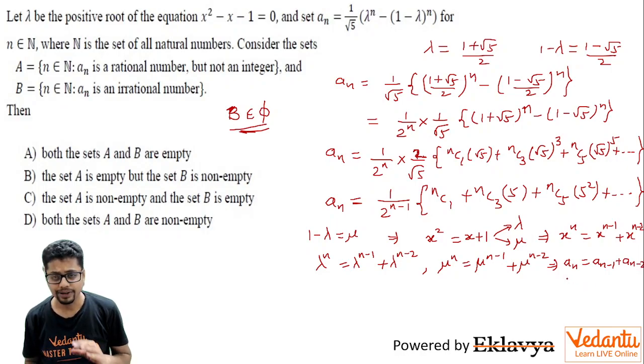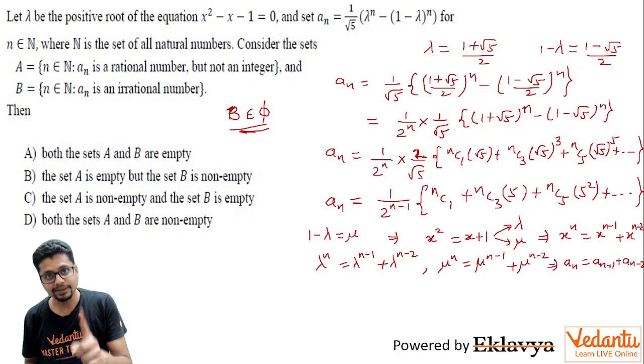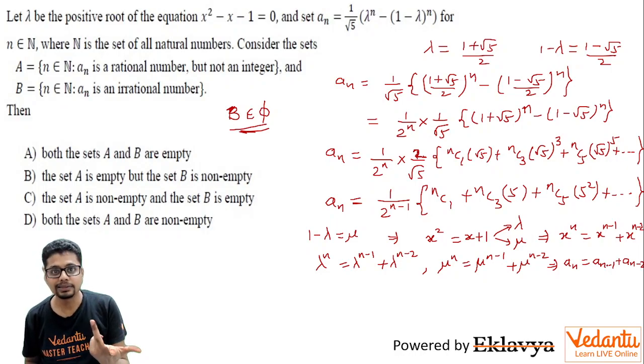Now if I prove that a1 and a2 are integers, then so would a3 be. Why? Because a3 is a2 plus a1. And if a3 and a2 are integers, then a4 would also be an integer. Why? Because a4 is a3 plus a2, as per this relation we have created.